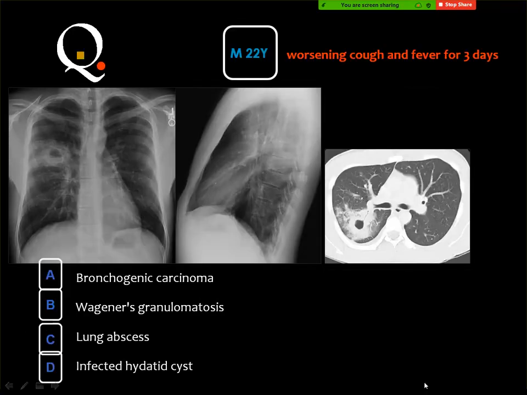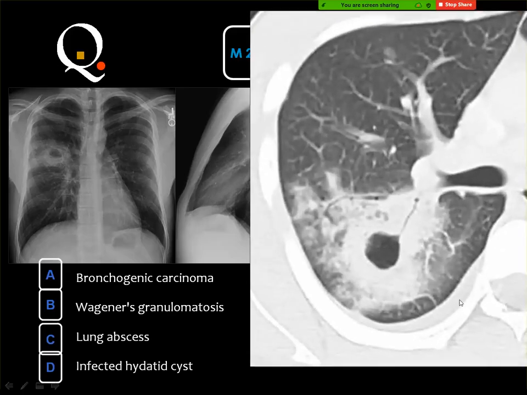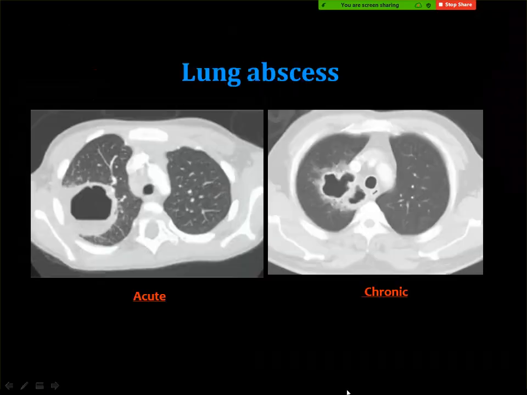Yeah. Okay. Then the next case is a male patient, 22 years old, with cough and fever. Lung abscess. Okay, yeah, and this is true. This is lung abscess, and you got a smooth inner margin. You got pneumonic consolidation around the abscess, representing inflammatory changes.